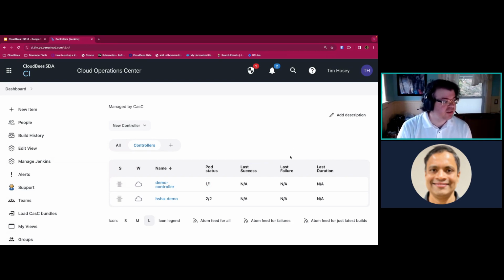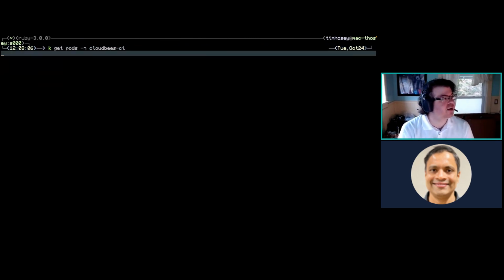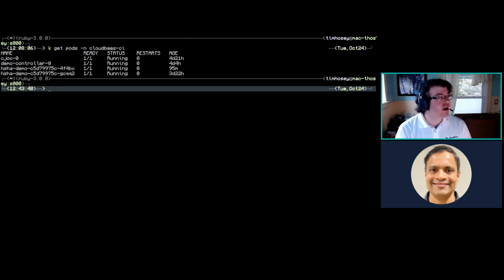Okay, so let's take a look at my setup here. We're going to take a look at what pods I have defined. You can see there are 4 pods. I've got the CJOC, which stands for CloudBees Jenkins Operations Center. That's our operations center. We've got the demo controller, which is that individual, single stateful set. And we have 2 instances of our HA/HS demo controller. So as you can see, there are 2 replicas of that.